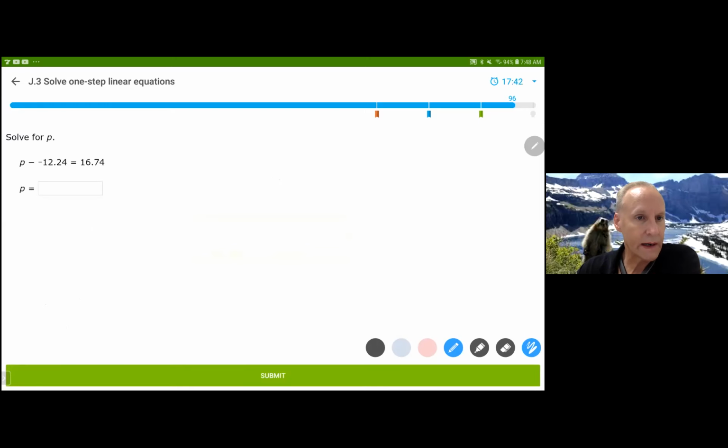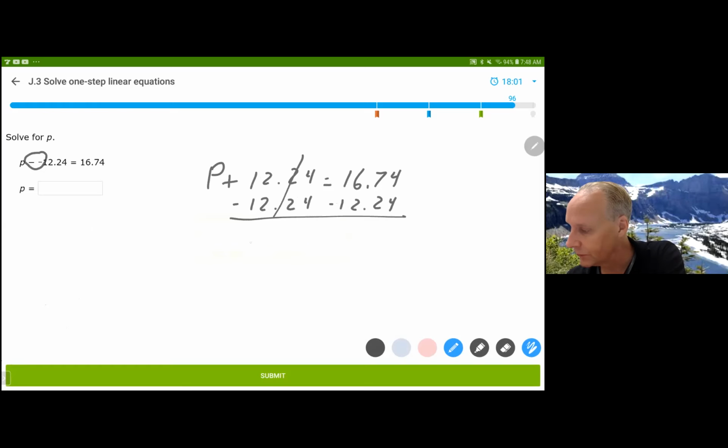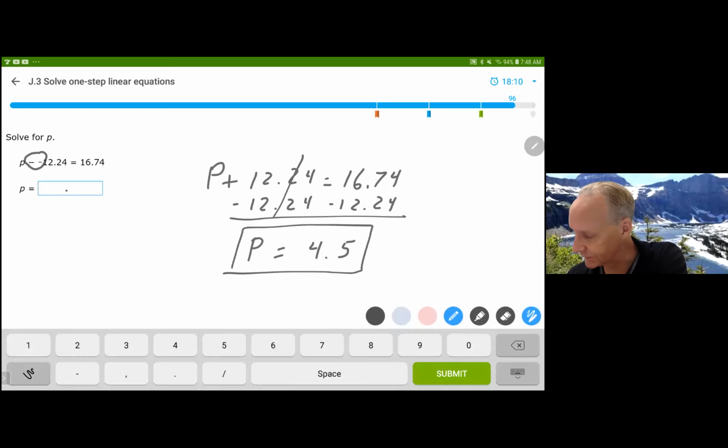We're going to subtract 12.24 from both sides because this is addition. That is p plus 12.24 is equal to 16.74. We're going to subtract 12.24 from both sides. P is equal to 4.5. And we could put 4.50, same thing.